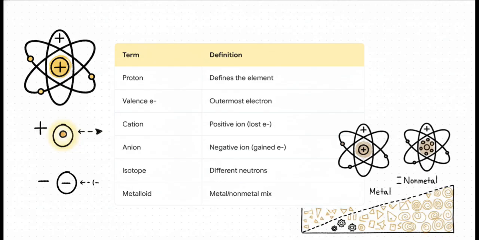Protons are your identity. Valence electrons are the VIPs in the outermost row dictating your chemical personality. Lose an electron, you're a positive cation. Gain one, you're a negative anion. Tweak the neutrons, you get a new isotope but stay the same exact element. And those metalloids are the brilliant fence-sitters making modern tech possible.